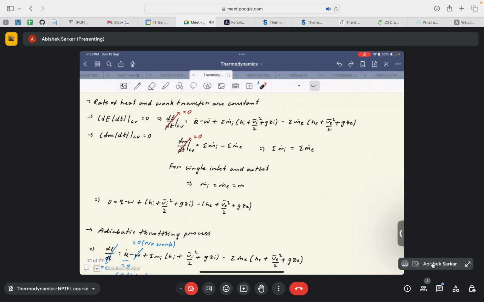Similarly, for mass conservation, as I mentioned, if there is no accumulation of mass in the control system, we can take dm by dt for the control volume to be equal to 0.